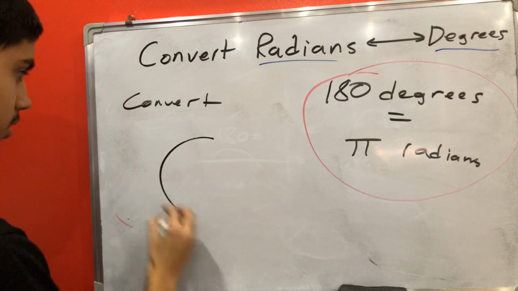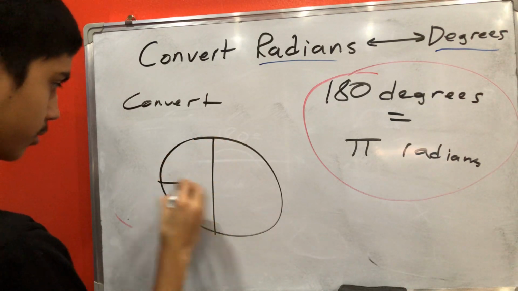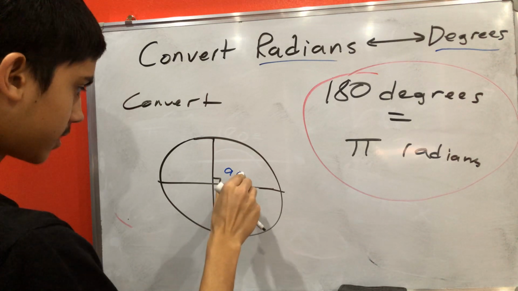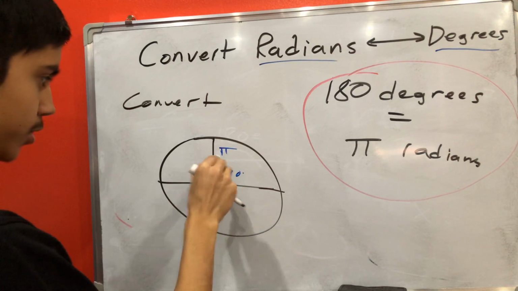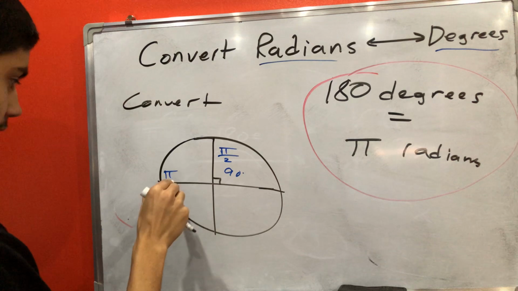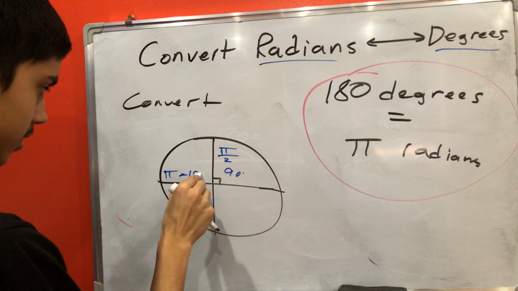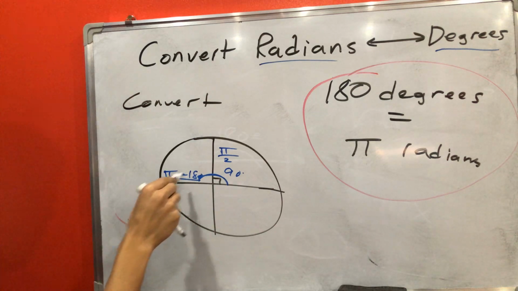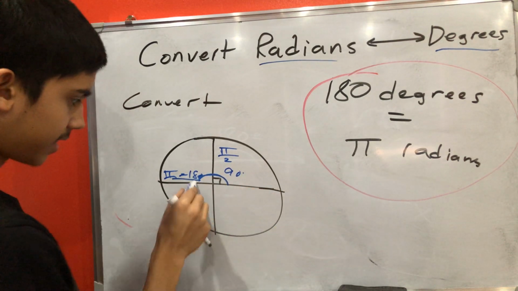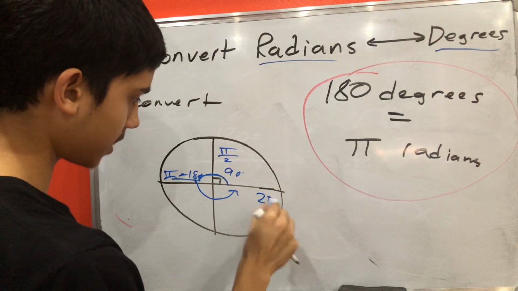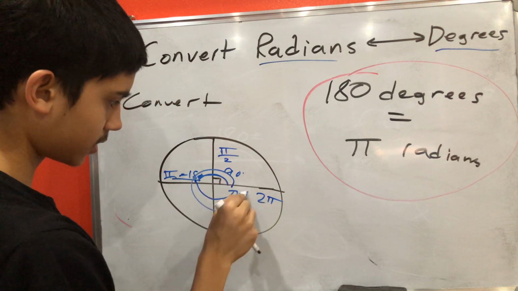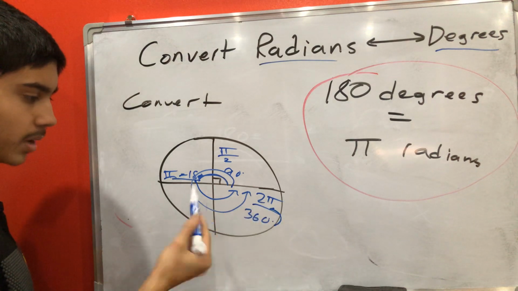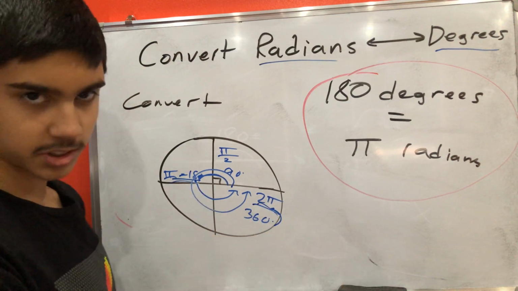On a circle, if we cut it into 4 slices, you got 90 degrees here, 90, this is pi over 2. Because this is pi, and this is 180. If we take this pi and divide by 2, it is 90. And of course the full circle is 2 pi, because the full circle is 360 degrees, and 1 pi is 180, 2 pi is 360.